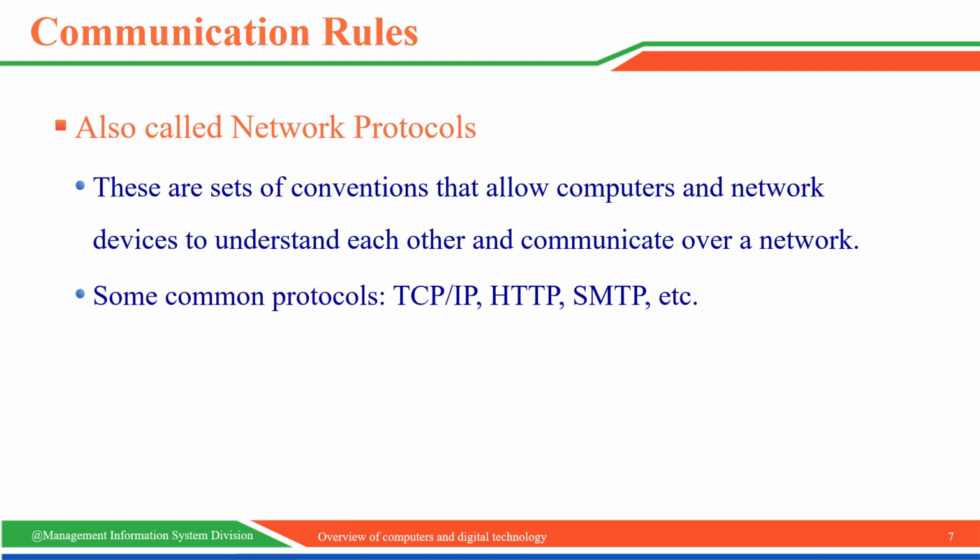Common communication rules include TCP/IP, Transmission Control Protocol/Internet Protocol, the foundational protocol suite of the Internet. It breaks data into packets, sends them, and reassembles them at the destination. HTTP, Hypertext Transfer Protocol, is used for transferring web data, allowing you to access websites. SMTP, Simple Mail Transfer Protocol, is used to send emails from one machine to another. When you send an email via Gmail or Outlook, SMTP is working behind the scenes.